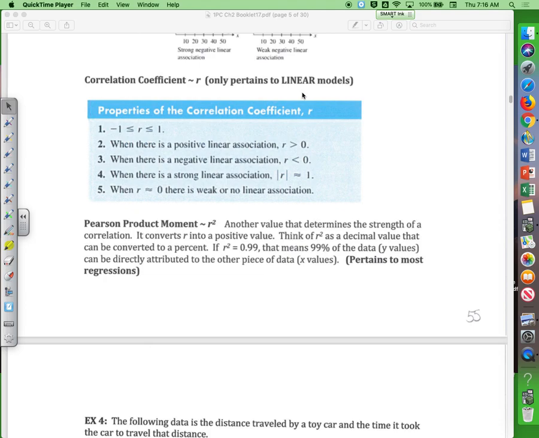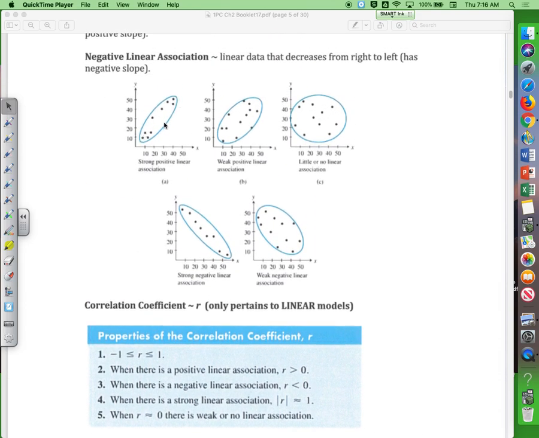And this only works for linear equations. You'll only see this value when we do scatter plots for linear data; for quadratics, it won't pop up. But this correlation coefficient, this R value, tells you how strong the correlation is. How tight are these points going to be? Are they going to be real close to being a straight line? Or are they going to be scattered a little bit? Or are they going to be real wide?